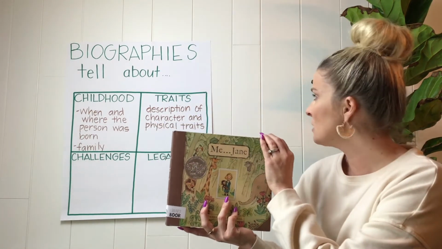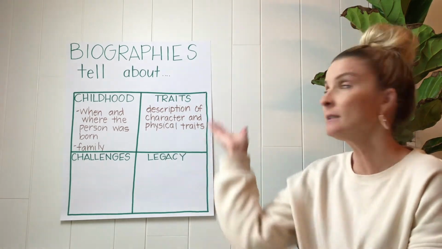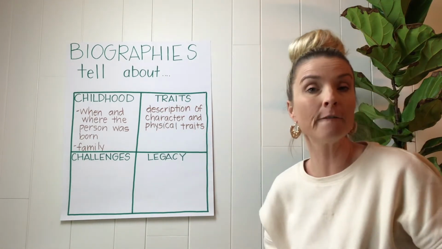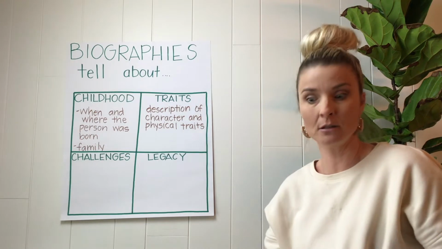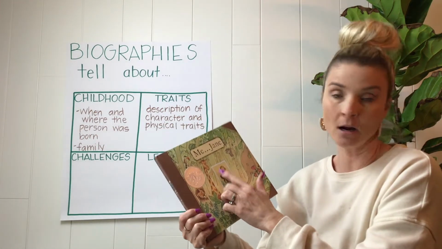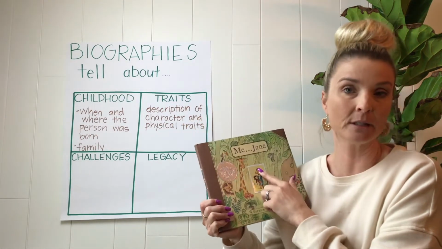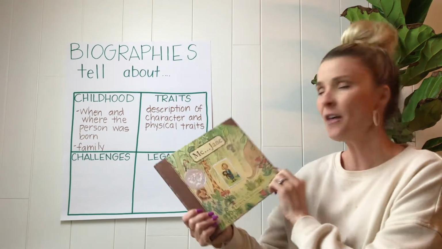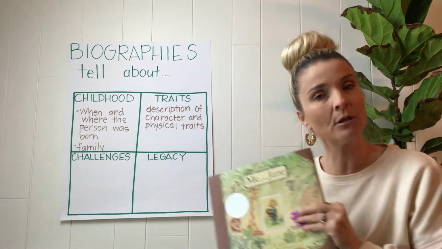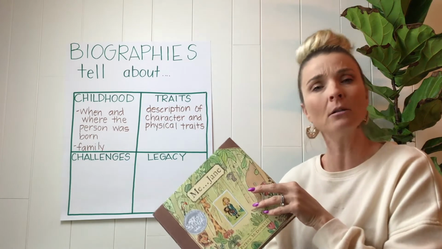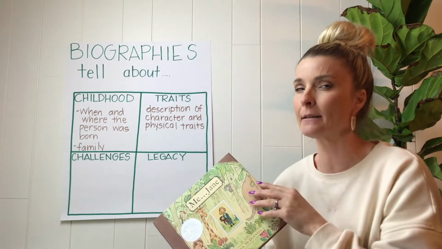Now also it's going to talk about traits, and that means character traits or physical traits. Physical traits are like Jane had blonde hair, she has a beautiful smile. Other things like character traits are things that might be said, but we also might infer. We might make a good guess about them.